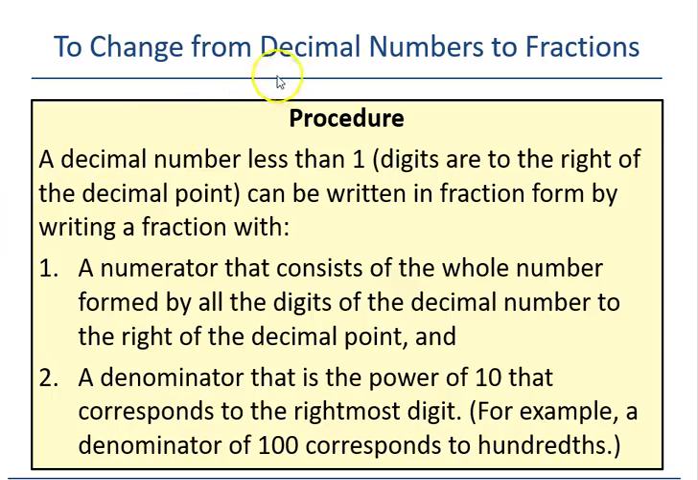To change a decimal number to a fraction, a decimal number less than 1, digits are to the right of the decimal point, can be written in fraction form by writing a fraction with a numerator that consists of the whole number formed by all the digits of the decimal number to the right of the decimal point, and a denominator that has the power of 10 of that corresponding rightmost digit. For example, a denominator of 100 corresponds to hundredths. Okay, what does that mean?